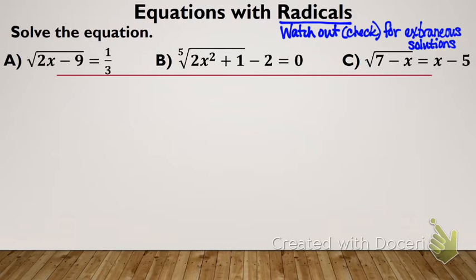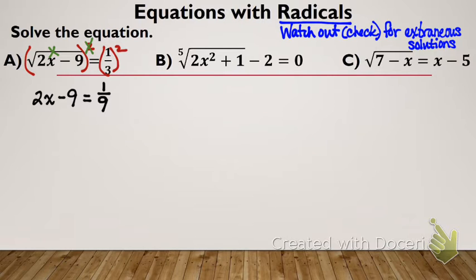All right, so on the first one, I have 2x minus 9 underneath my radical, and I have a 1/3 on the other side. Square it. So we're going to square both sides. On the left, my squared and square root cancel. So I just have 2x minus 9 equals, what'd you say? It is 1/9. Square your numerator, square your denominator.